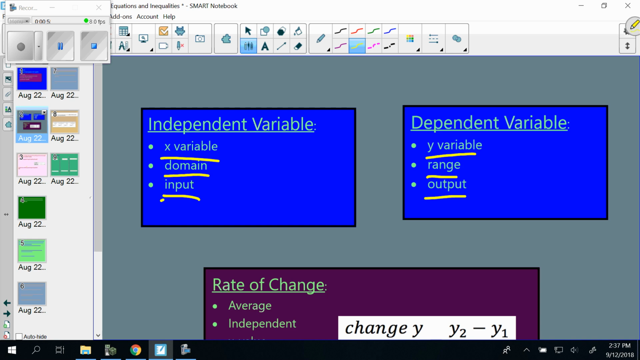So you're going to input something, and then you get an output. The input is your independent variable. Your output depends on what your input is, so that's the dependent variable.